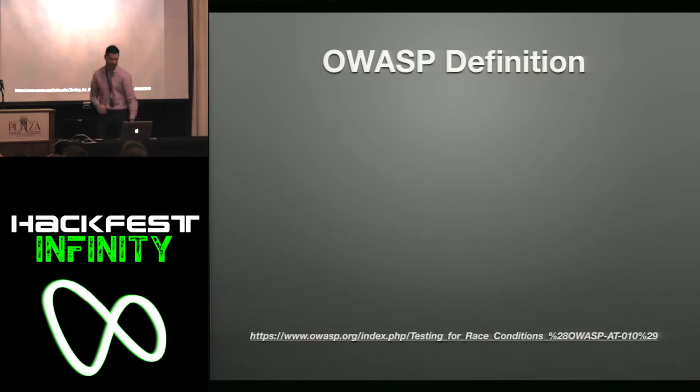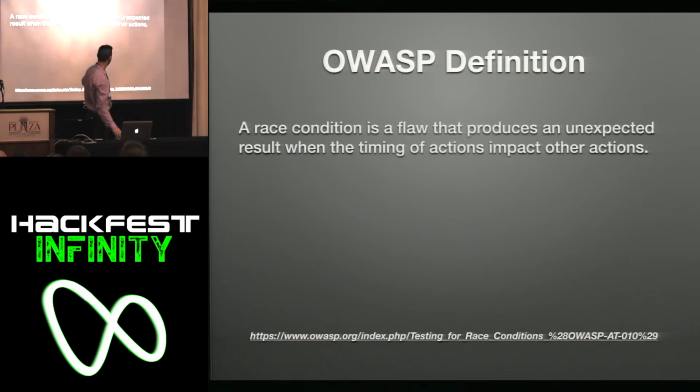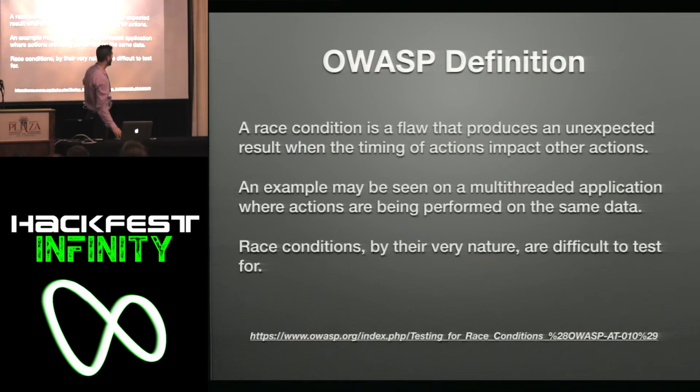Now, race conditions, there's even an OWASP definition. I won't read it to you because you all, I think, are capable of reading. The key here, though, is that bottom point, race conditions by their very nature are difficult to test for. And I'm going to show you why. This is why a lot of people don't really know about them, because they don't really see them, or if they do see them, they think, oh, it's just a fluke, and then they ignore it.